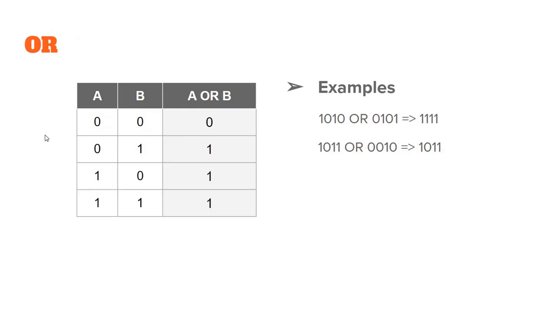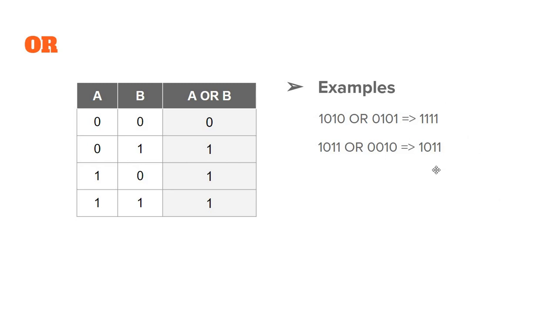The next operation is called OR. So what this means is that if either one digit or the other is 1, then we have the result 1. Also, if both are 1, the result is still 1. And we can see here 0 or 0 is 0, 0 or 1 is 1, 1 or 0 is 1, 1 or 1 is 1.